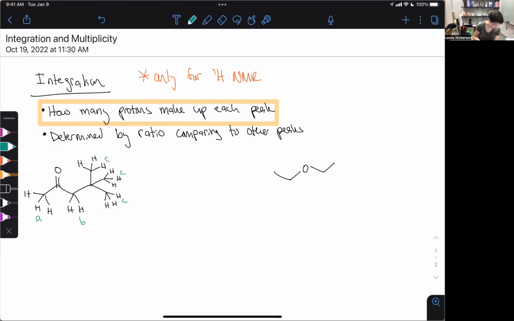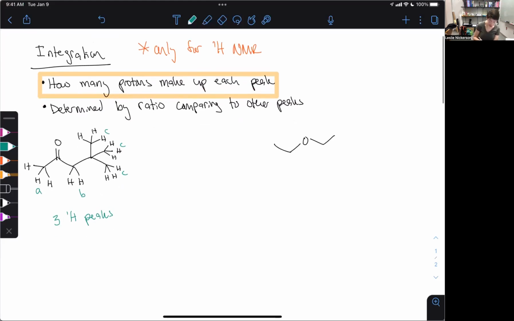So what we're looking at here is, if I've got 3 proton peaks, then the A peak is going to integrate to 3 H's. The B peak is going to integrate to 2. And the C peak is going to integrate to 9 H's. So those would be our integrations. It's going to be like a 3 to 2 to 9 ratio.